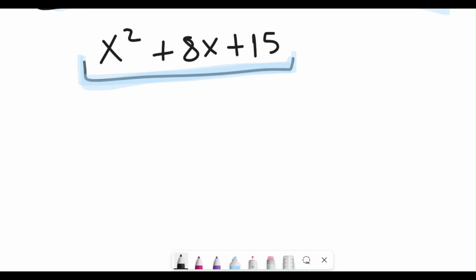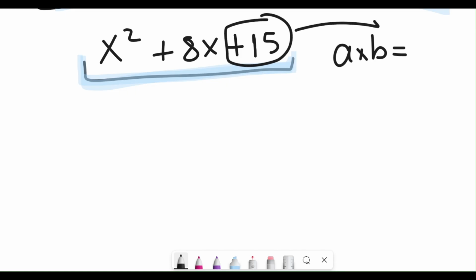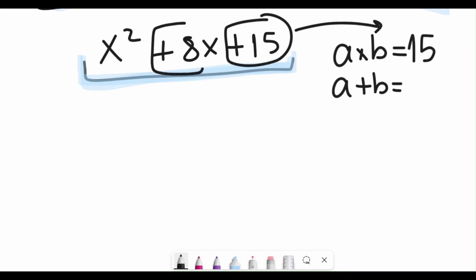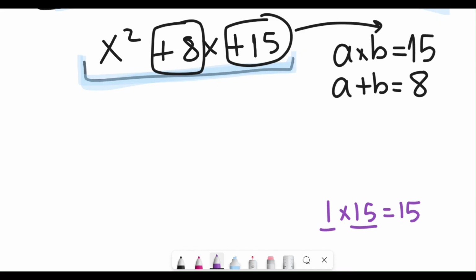Question number one, what are the two numbers that we multiply to get 15, positive 15, and if you add those two numbers, then you will get 8, positive 8. Okay, then let us try. What are the two numbers we multiply to get 15? I can multiply 1 by 15 to get 15, but 1 plus 15 will not give me 8, right?